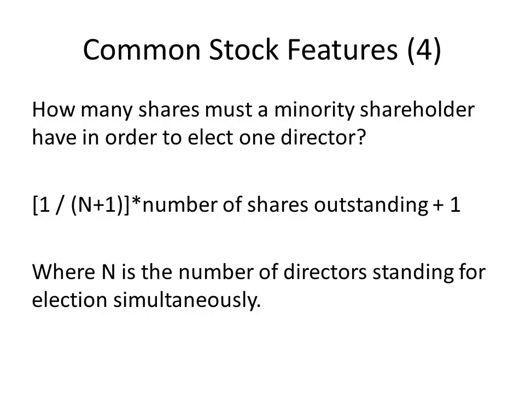We have a formula. It's 1 over n plus 1, and we multiply that by the number of shares outstanding, and then we have to add 1 share. So n here is the number of directors standing for election simultaneously. So if there were 4 directors being elected simultaneously, n would be equal to 4.